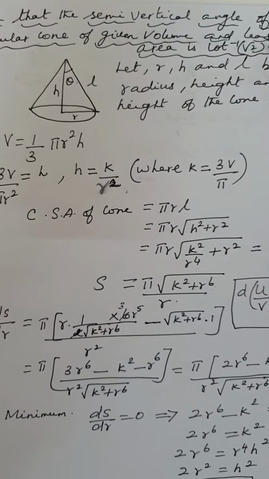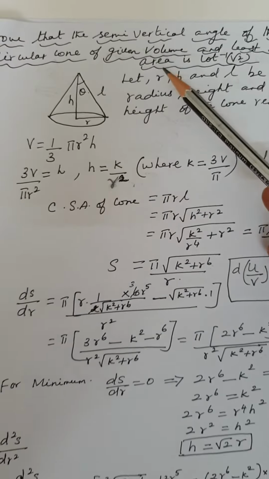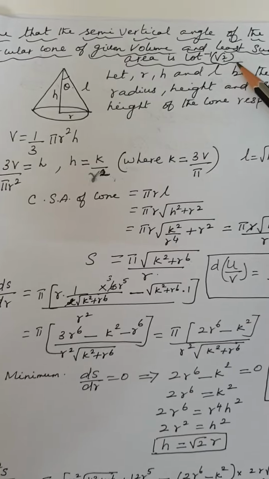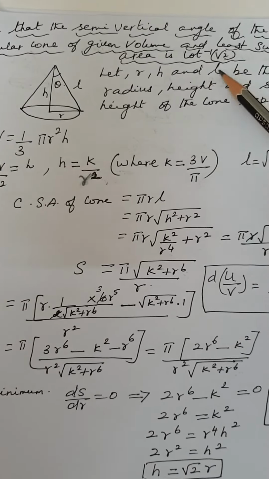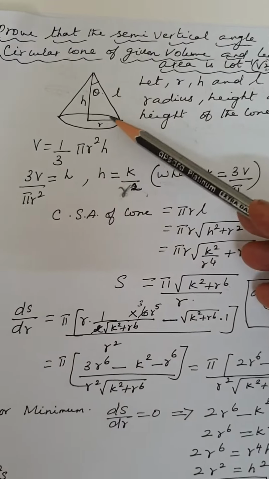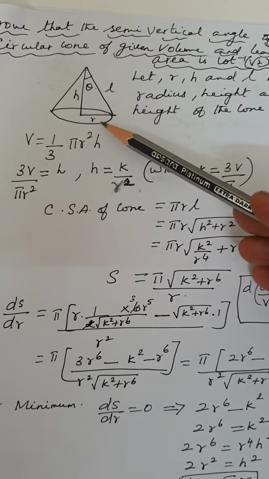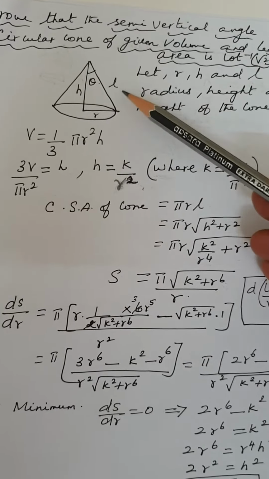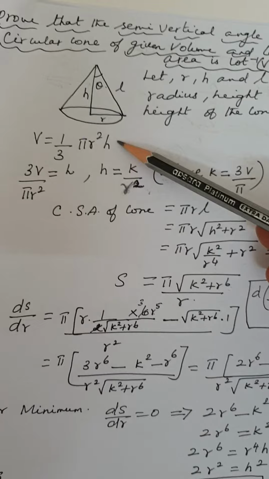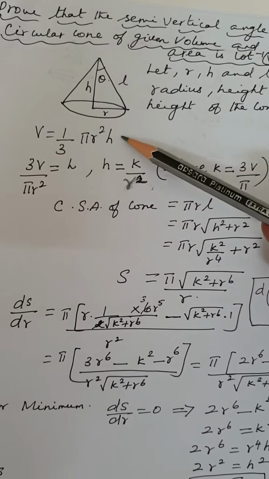Prove that the semi-vertical angle of the right circular cone of given volume and the least surface area is cot inverse root 2. When you take a cone, this is the height of the cone, radius, and L is the slant height. So the volume of the cone is 1 by 3 pi r squared h.